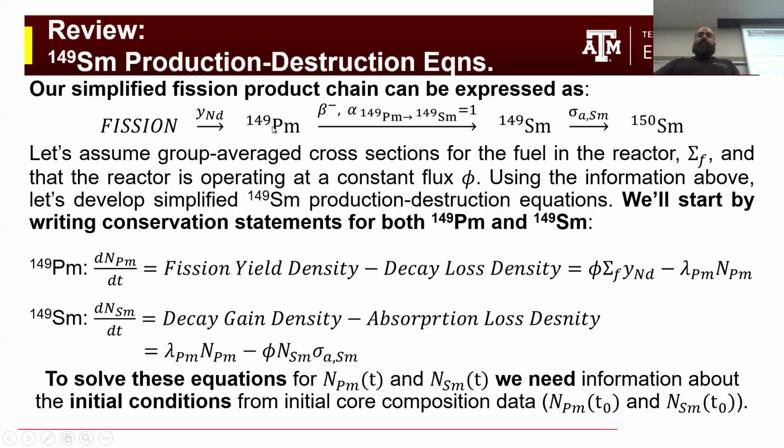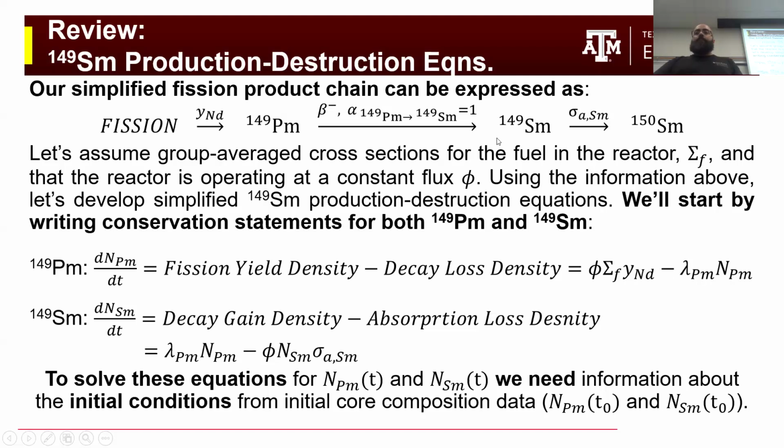If you look at promethium here, it gets produced from fission. So the rate of change of the promethium is a gain minus a loss. The gain is due to fission yield, and the loss is due to it decaying. If you fill in the terms for the fission production density and the decay loss density for promethium, those are what those terms would look like.